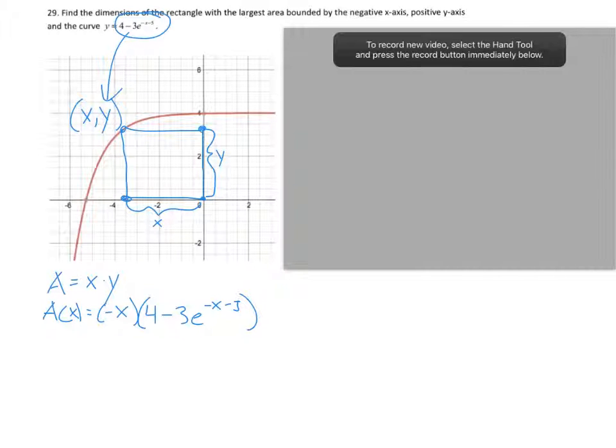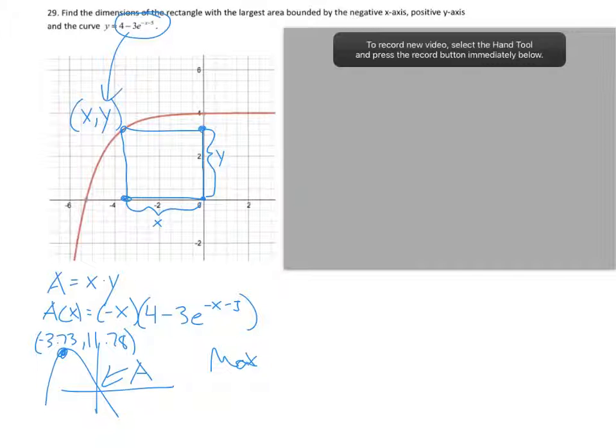So this is my area graph. This time the maximum point is over here in quadrant 2, and the maximum point is negative 3.73, and the y value is 11.78 approximately. Okay, now remember that this graph represents area. So the maximum area is the y value, 11.78.